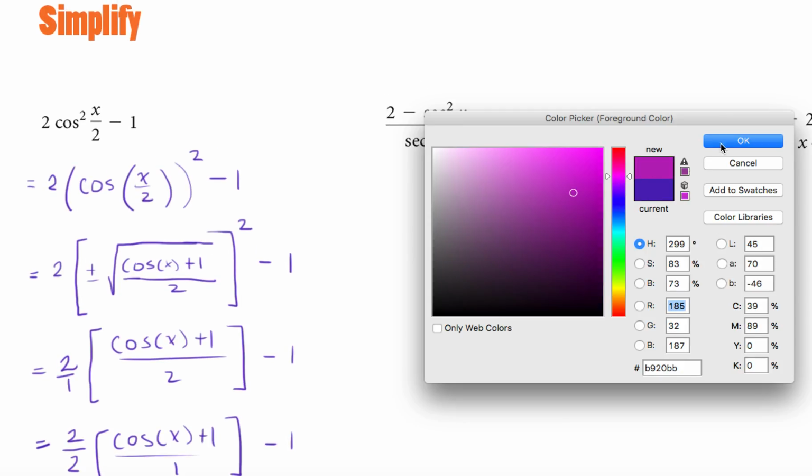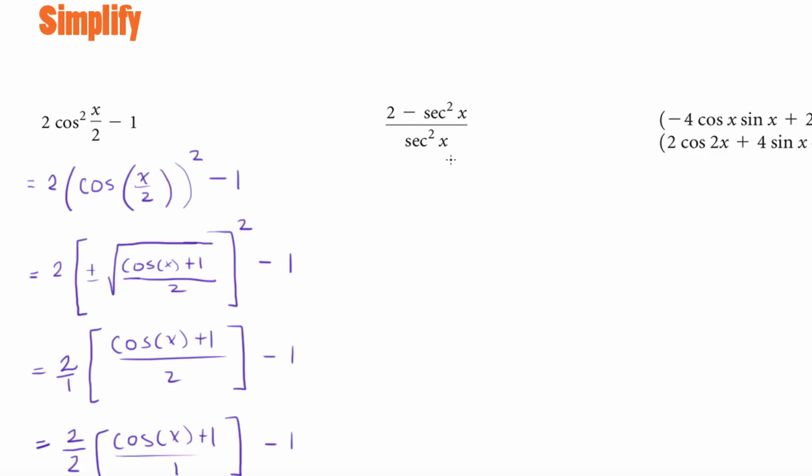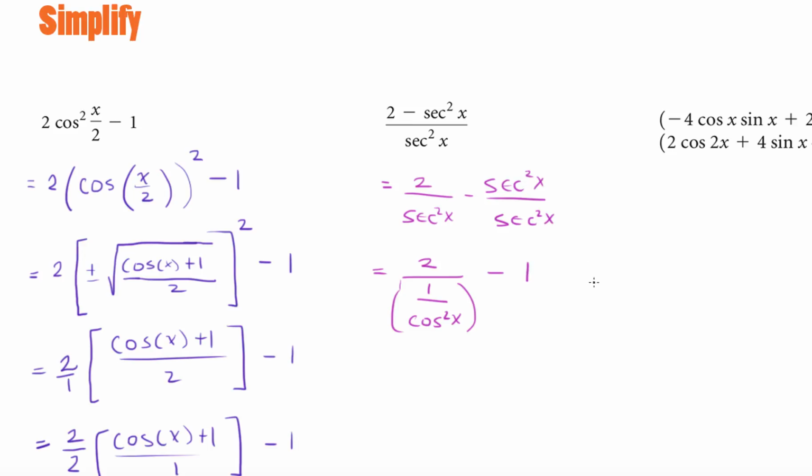Now, for the next one, 2 minus secant squared of x over secant squared of x. Again, we can split this into two fractions, so 2 over secant squared of x minus secant squared of x over secant squared of x. Now, 2 over secant squared, remember that secant squared is the reciprocal of cosine squared, so you really have 2 over 1 over cosine squared of x. Okay, minus secant squared of x over secant squared of x, which is just 1.